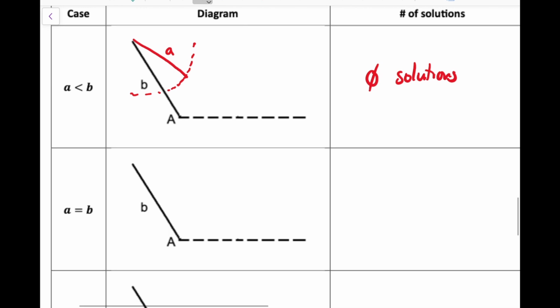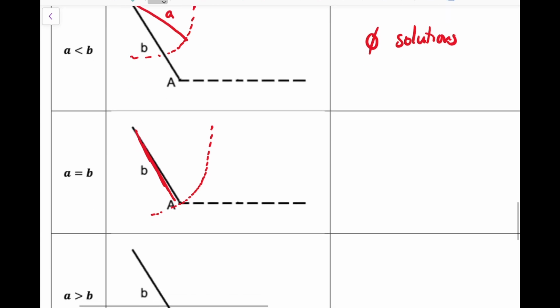If A is equal to B, that seems like it might work out, but if you think hard enough about that, that means A is going to overlap down here right on top of B. And so that doesn't make you a triangle, that just makes you a line on top of another line, because this wouldn't be here at that point, and you would just have those two things on top of each other. So that is also zero solutions. Even though it does reach, it reaches in a way that's not really helpful to us.